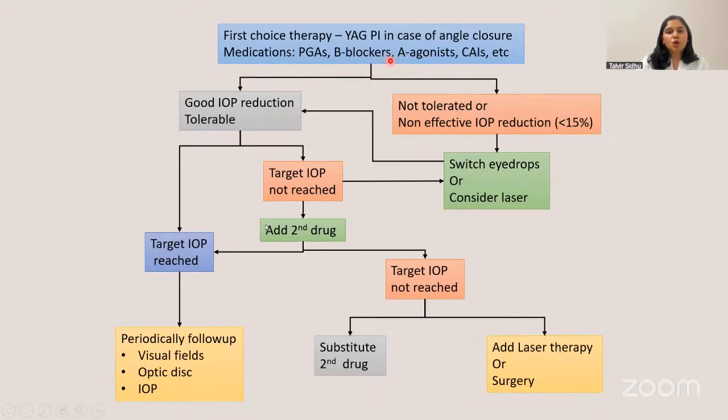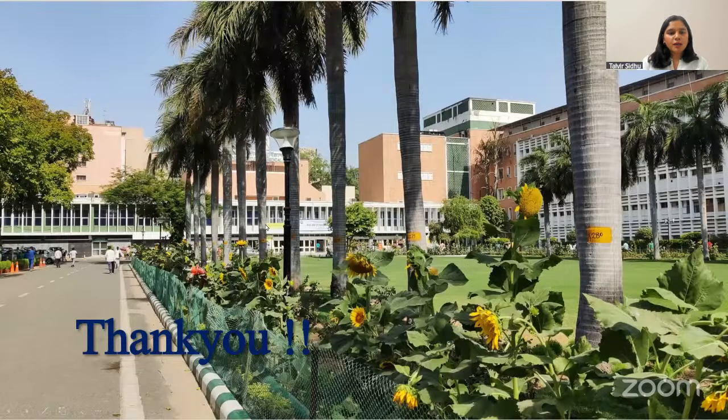If the patient is tolerating the drug well and has reached the target IOP, then we can keep the patient on that drug and follow periodically. If target IOP is not reached beyond 2 drugs, then you really need to add laser therapy or surgery to reach the target IOP. The whole and soul of glaucoma management is that the patient should not progress from when he has been diagnosed. So thank you so much.